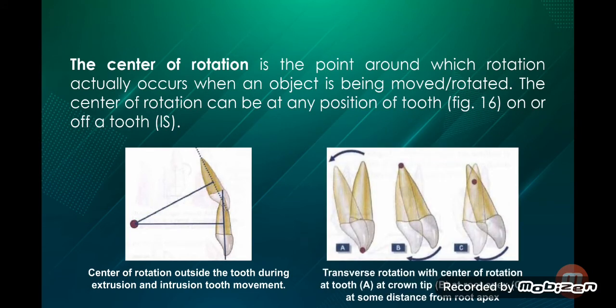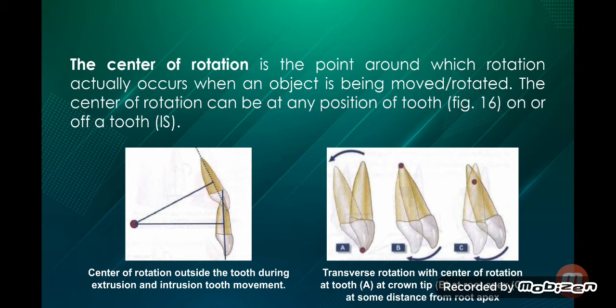The center of rotation is a point around which the rotation actually occurs. When an object is being moved or rotated, the center of rotation can be at any position of the tooth. So in these figures on the left side, we can see the centers of rotation outside of the tooth during the extrusion and intrusion tooth movements.